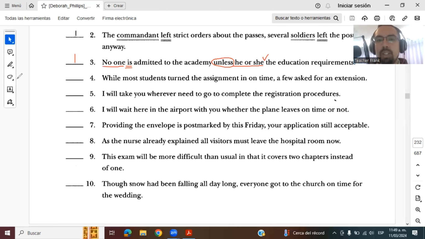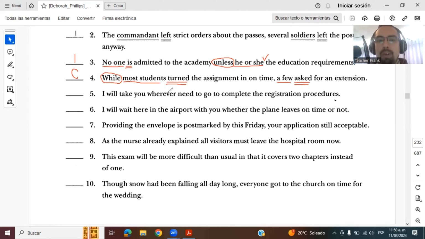Yes. Let's look at number 4. While most students turned the assignment in on time, a few asked for an extension. So right off the bat, we have while, which is a connector. Turned is my verb. Who or what turned? Most students turned the assignment in on time. Asked for an extension. Who or what asked? A few, right? Has all the elements separated by a comma. It's going to be correct, right? Number 4 is correct.